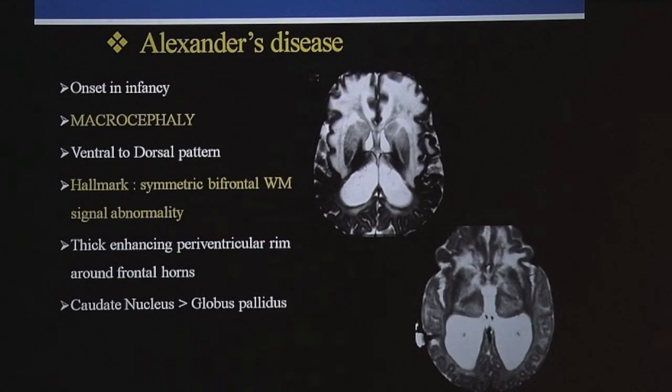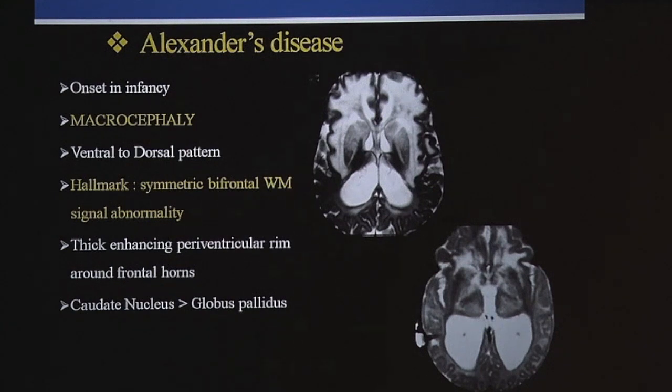Alexander's is again a disorder of infancy. They present in the first year of life with large head and neuroregression. This child was diagnosed as aqueductal stenosis in our ultrasound department because of ventriculomegaly. So immediately after birth, the child had of course large head and was shunted. This is the reservoir. In spite of shunting, the child continued to have large head and neuroregression.